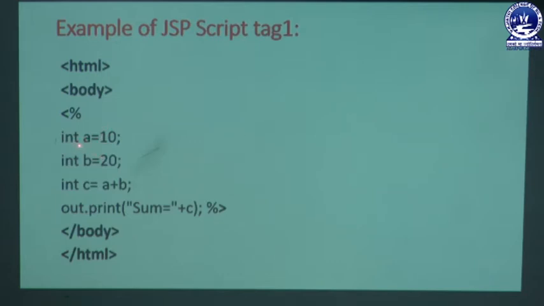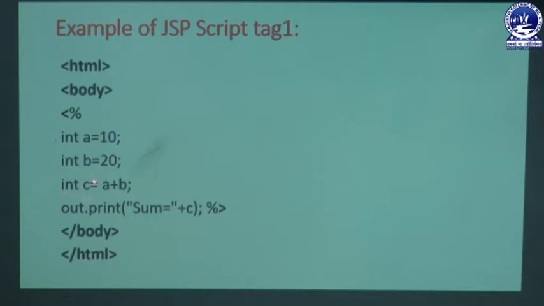Then int a = 10. That means a contains a value like 10, which is an integer type value. Then we declare b, and that b contains 20, which is also an integer constant. Then we are going to display the addition of these two numbers, a plus b, and its result must be stored in a variable known as c. And that c contains the summation of these two variables, a plus b.